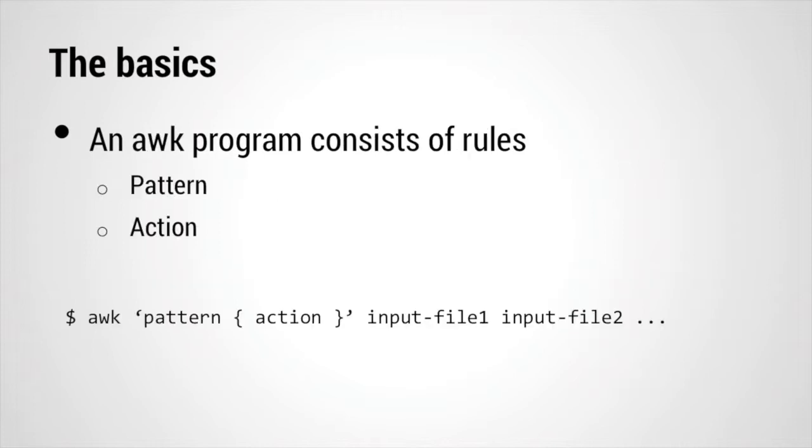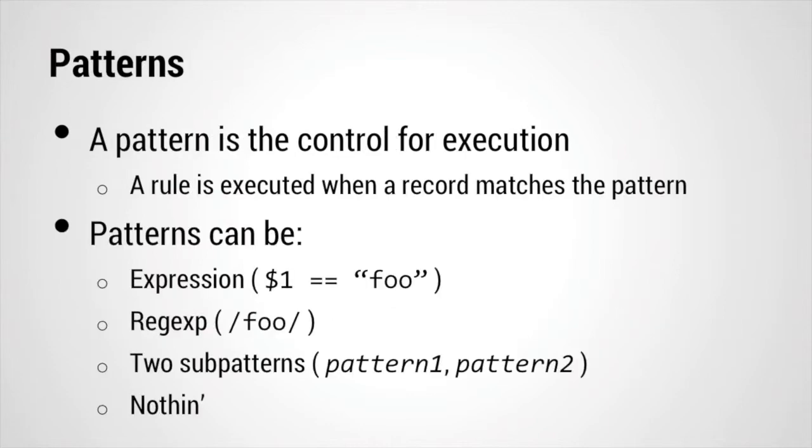Now, if you remember, an awk rule is made up of pattern and action. So a pattern is what ultimately controls execution in an awk program. If the input record matches the pattern, its action will run. If it doesn't match, the action doesn't run. Pretty simple. At a really basic level, it's kind of like an if statement that you're probably used to. If the expression evaluates, then the code block runs. If not, it doesn't.